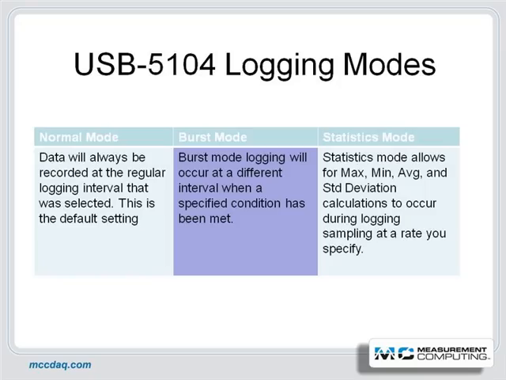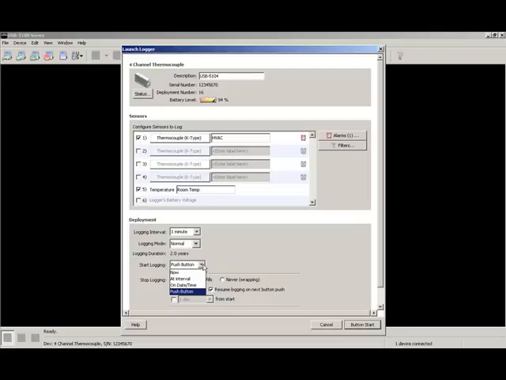Before moving ahead with the deployment, I would like to briefly touch on the different logging modes and start modes available to you. There are 3 logging modes available: normal, burst, and statistics. In normal mode, data will always be recorded at the regular interval that you have selected. This is the default setting. In burst, logging will occur at different intervals when a specified condition has been met. And in statistics, statistic mode allows for the max, min, and average and standard deviation calculations to occur during logging, sampling at a rate you specified.